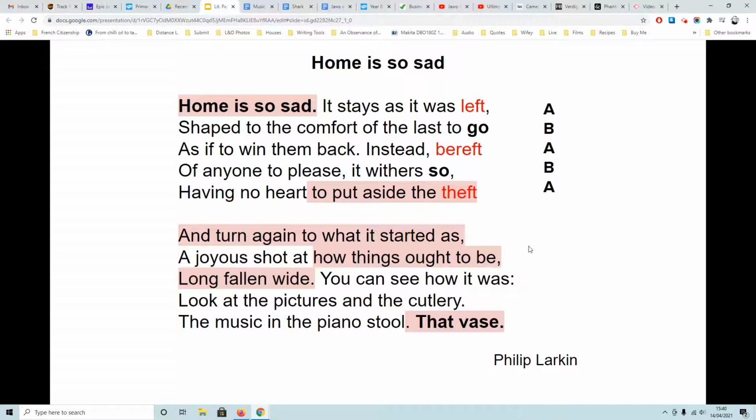We pause with the end stopping of the comma at the end of the line, and then we move on to the following line, long fallen wide, and we're back in that somber, disconsolate mood that we started with, the idea of sadness, failure, and loss. Okay, so there are some structural ideas that we could gather and explore from that poem.